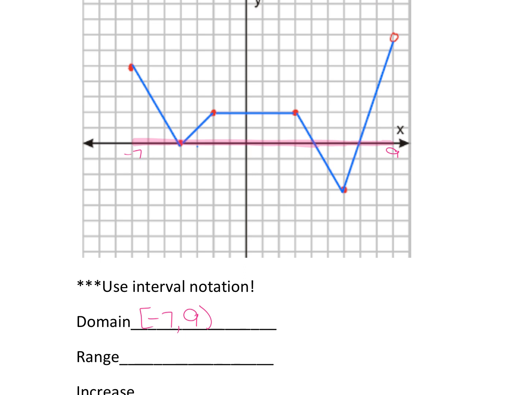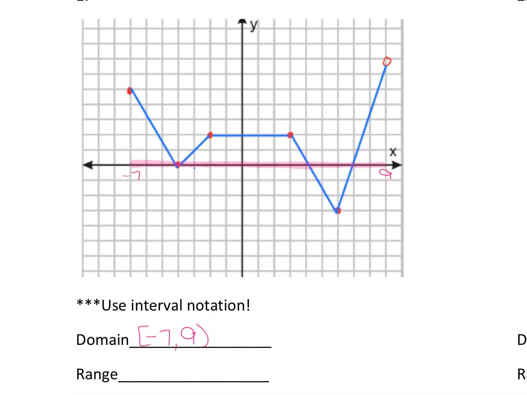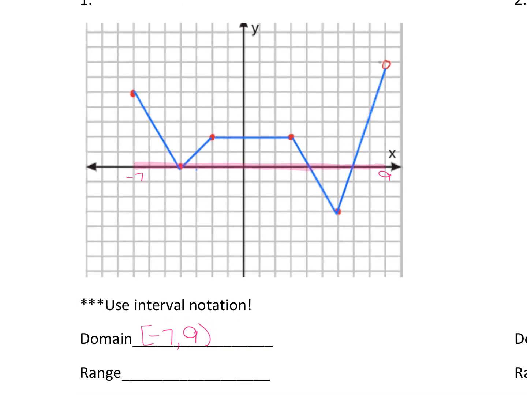For your range, that's your y values that are being covered. So the highest y value is here, all the way to the lowest y value, which is here. So all of these y values are being covered by the line that's drawn on your graph. So the highest and the lowest there, and then corresponding with the ordered pairs. So your lowest is at -3. Your highest, 2, 3, 4, 5, 6 is at 7.